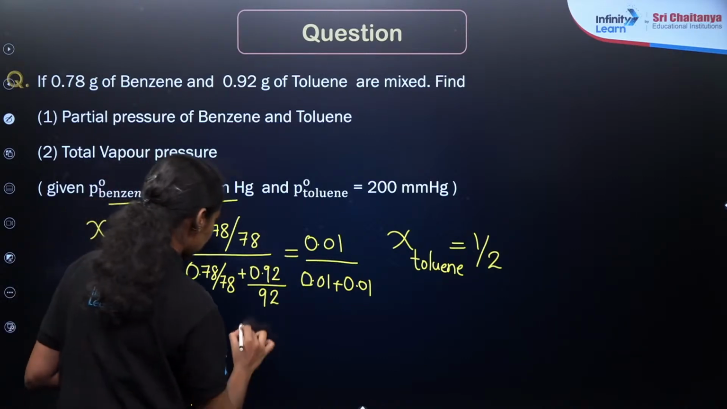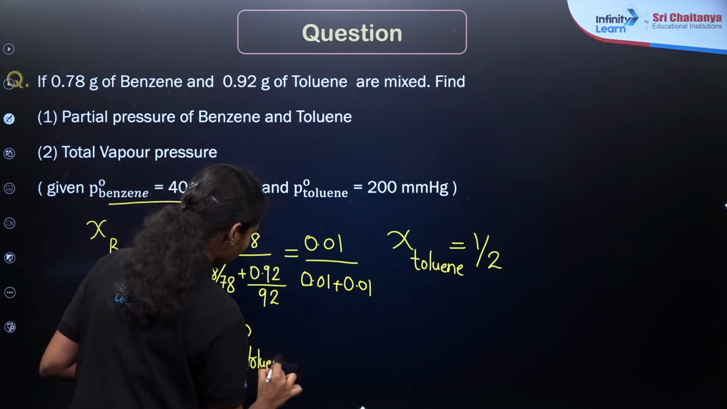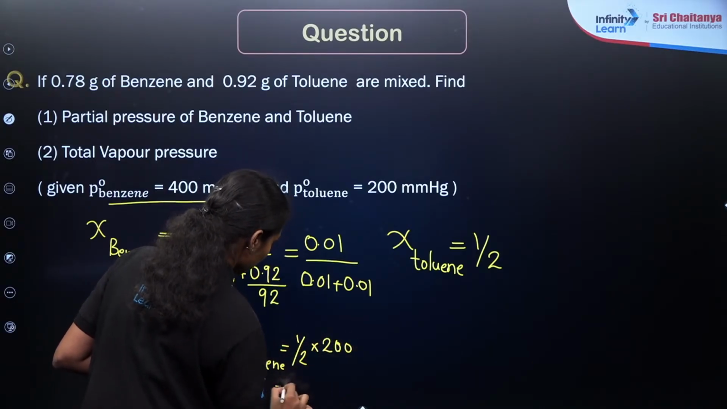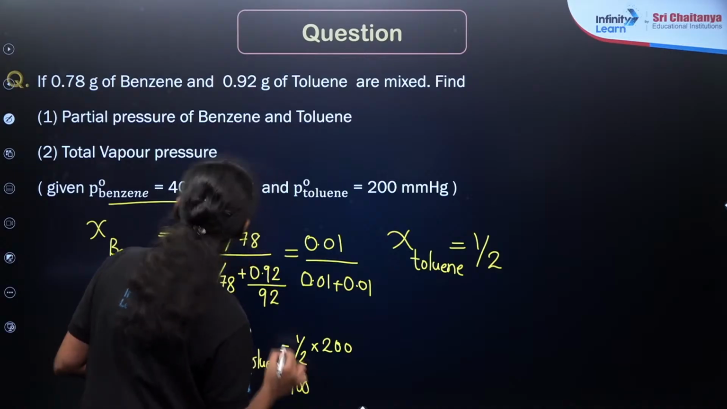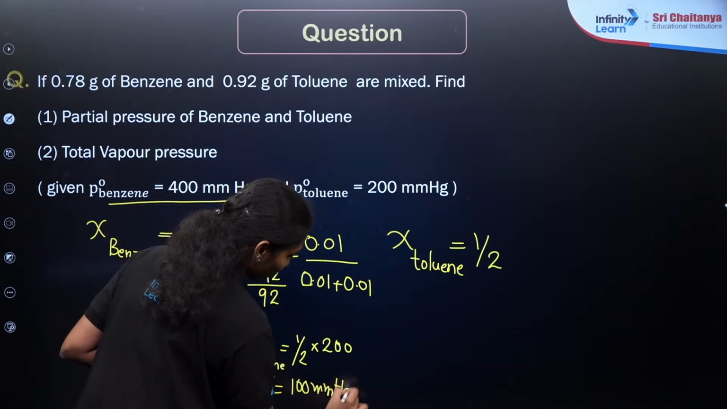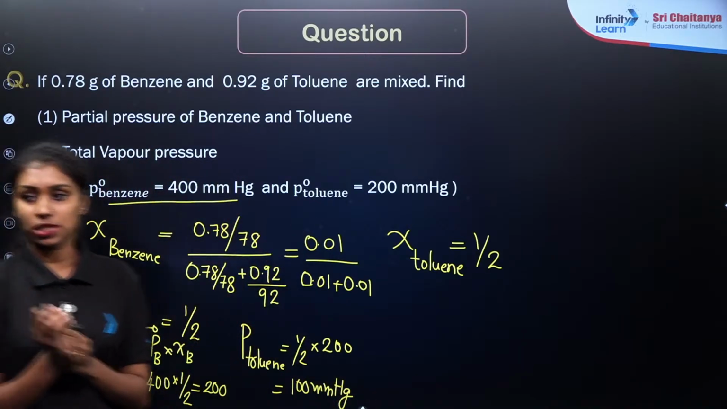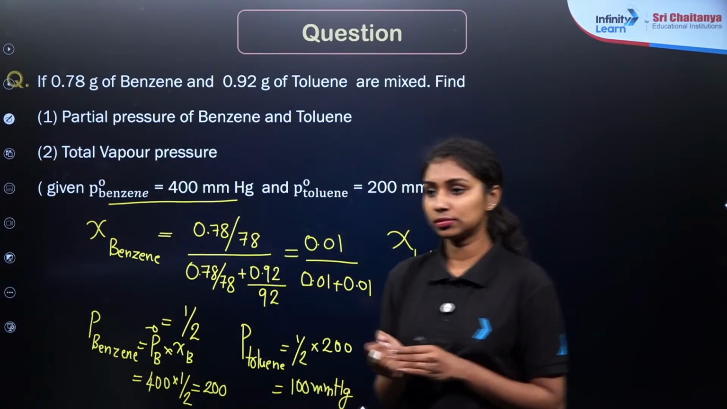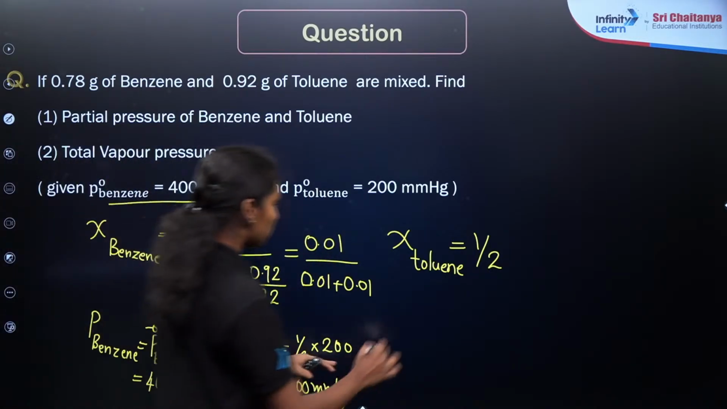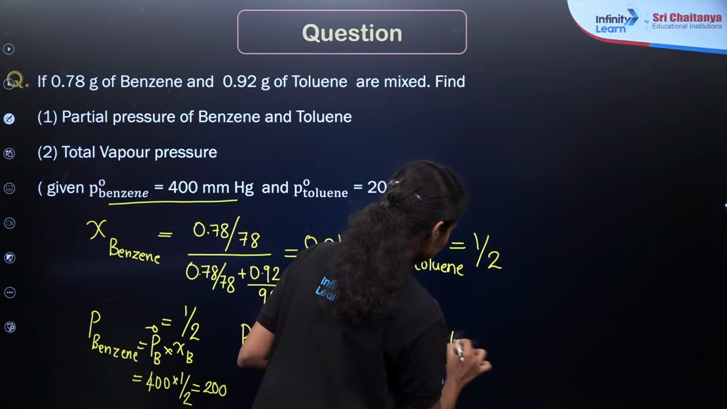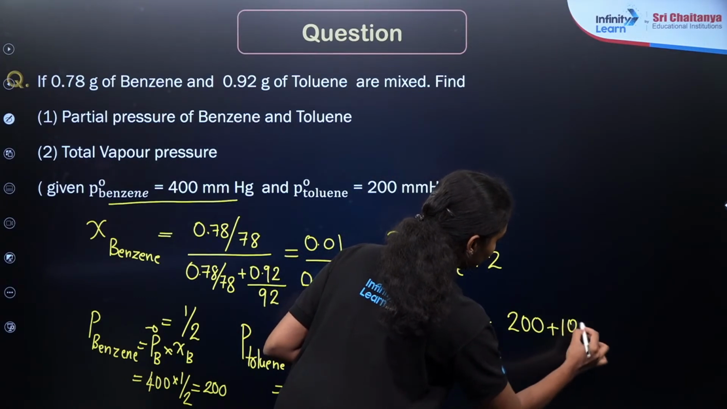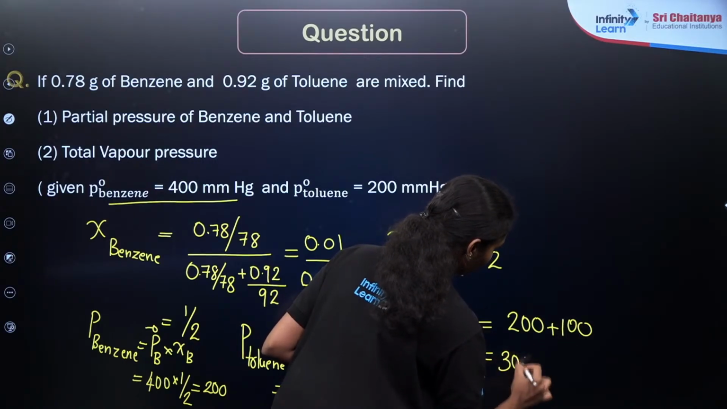Then the partial pressure of toluene is equal to again half into 200, right? Half into 200 is equal to 100. So this will be the answer for the first question, the partial pressures of benzene and toluene respectively. Then what will be the answer for the second question, to find out the total vapor pressure? You are correct, 100 mm of Hg, right? So total pressure P total is equal to the sum of first and second, that is 200 plus 100, equal to 300 mm of Hg.